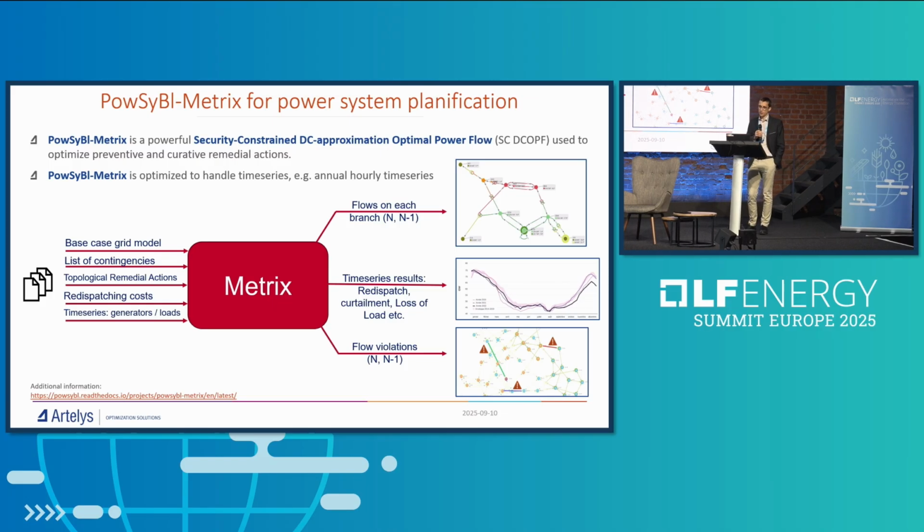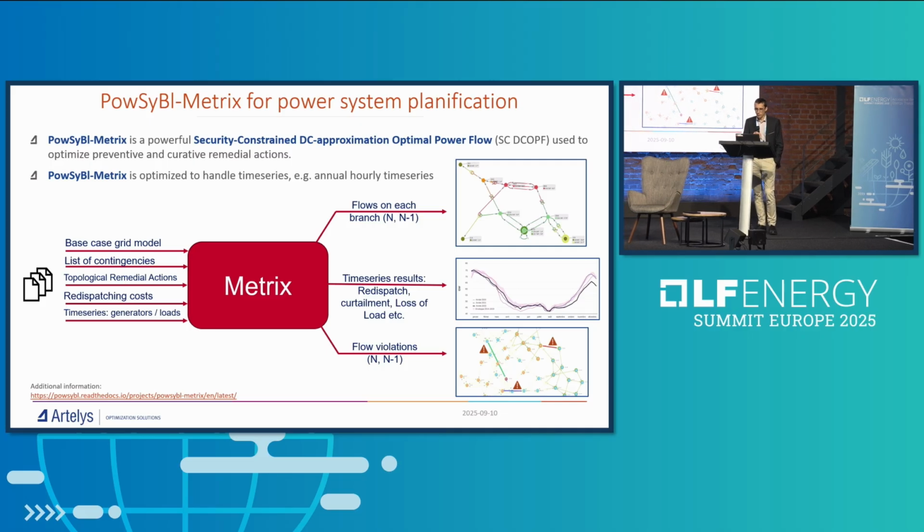So that means the tool is really useful to start from the beginning, that is the base case grid model, contingencies, redispatching costs, and then give you all the KPIs that you need in terms of curtailment, loss of load, and all the indicators that you need to assess the benefits of a new line.